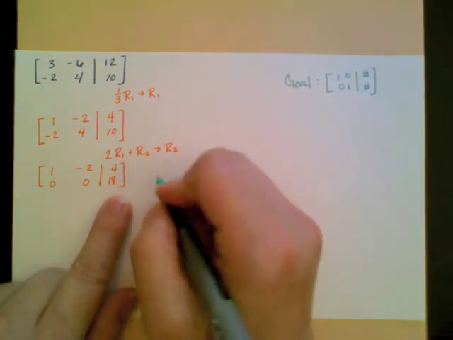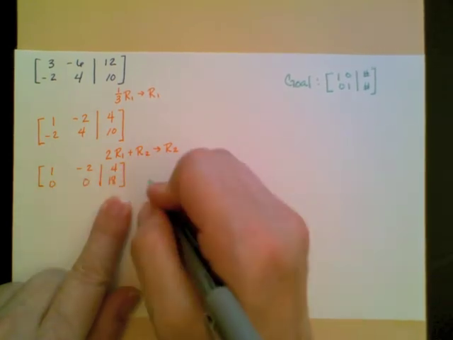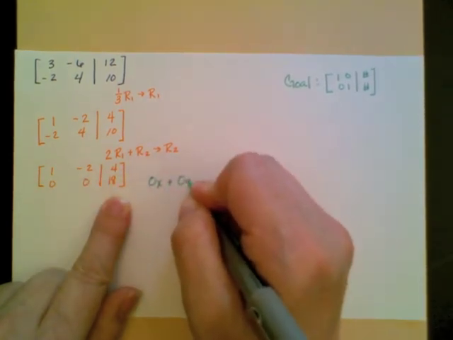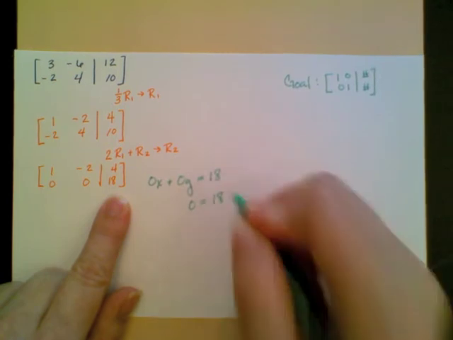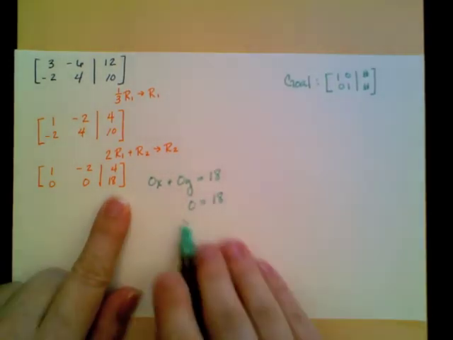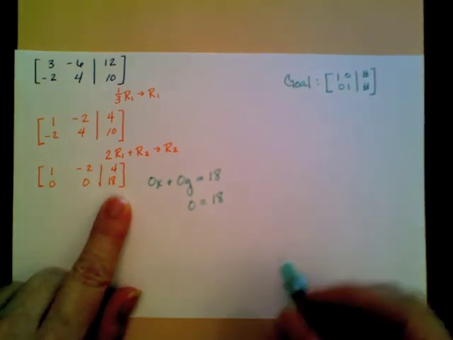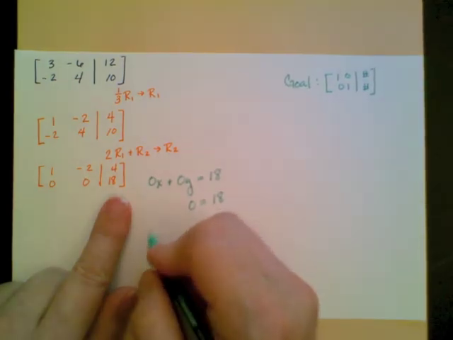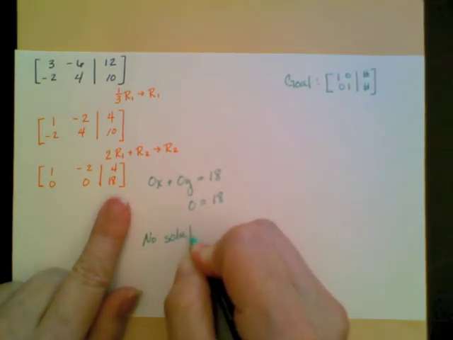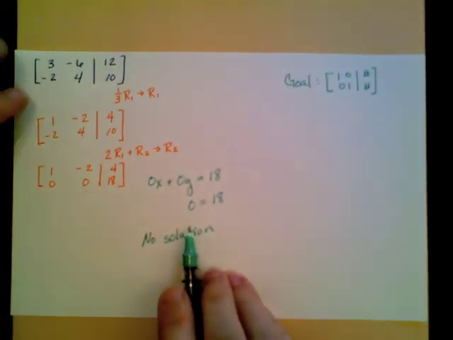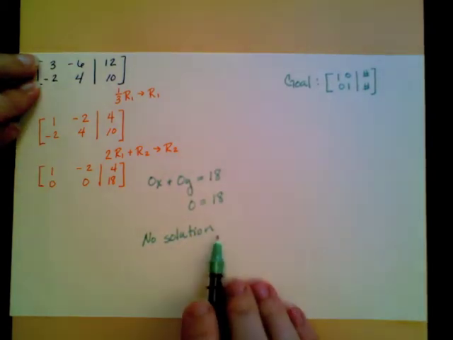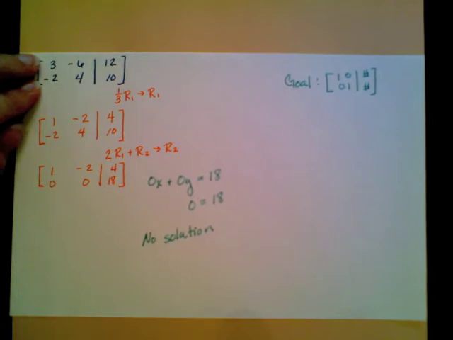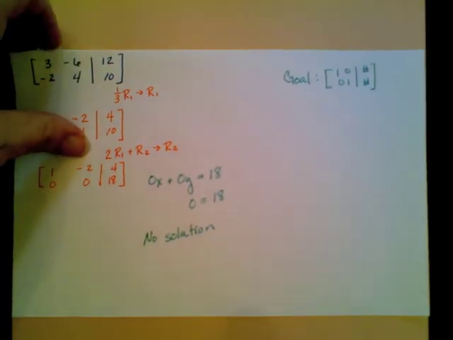So I want to point out what equation this row represents. This is 0x plus 0y is equal to 18. That means you've got the equation 0 equals 18. So this is something that is fundamentally false. 0 is not equal to 18. And whenever we have something like that turn up, we have no solution. If you were to graph the equations that these two rows represent, you would find that they come out to be a pair of parallel lines. So this system has no solution. And, well, that's our answer. Sometimes that happens. Sometimes you don't get a solution.